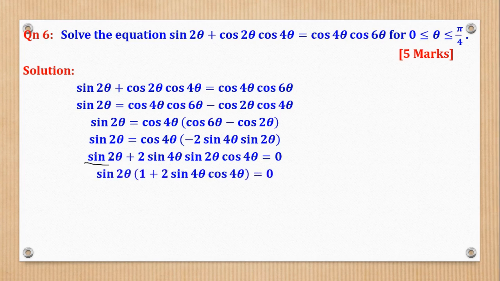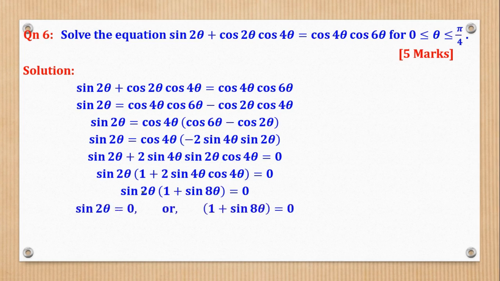Then sine is common. Now here, some students at this step, they would think they would cancel this and that. So that is not allowed in trigonometry, so never do that. What we need is to factorize. So here, sine 2 theta, sine 2 theta, factorize it out, get what is remaining. So this one, from double angle identity, it becomes this. So either this is equal to 0 or this is equal to 0.